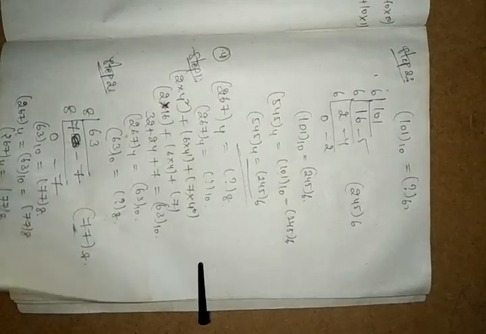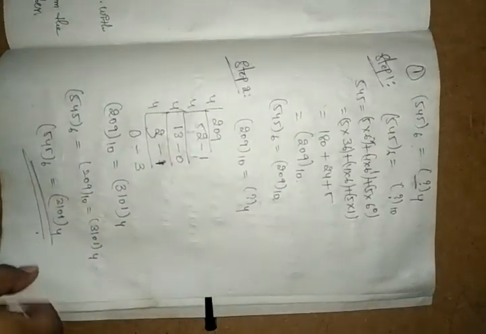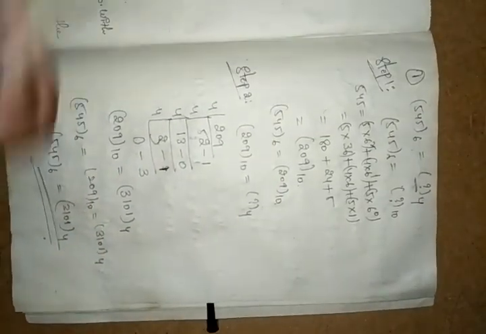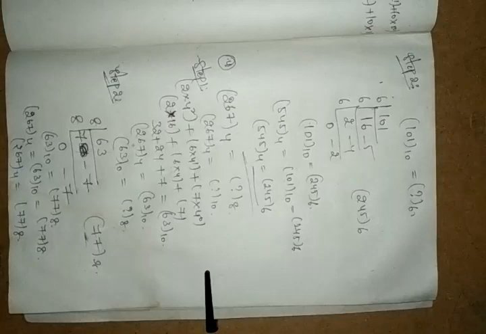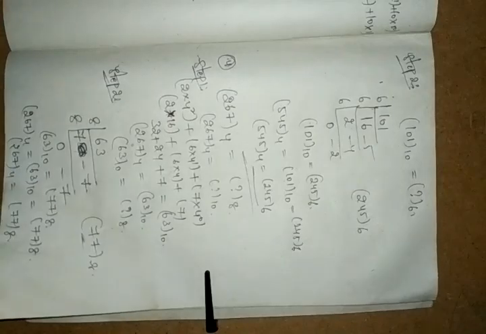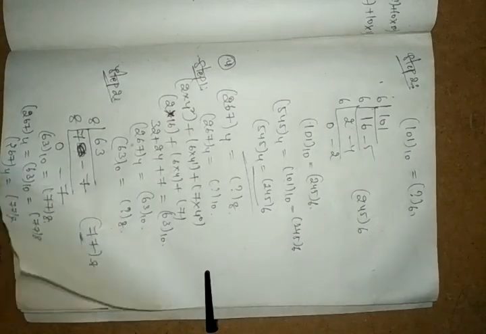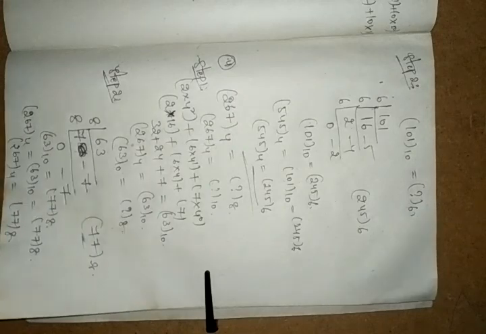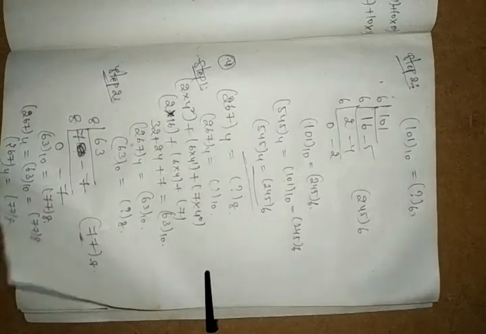So this is today's class. In this hexadecimal topic we discussed only 4 examples. If you need, you can check more examples. In the next class we will discuss how to convert octal to binary and binary to octal. Thank you.